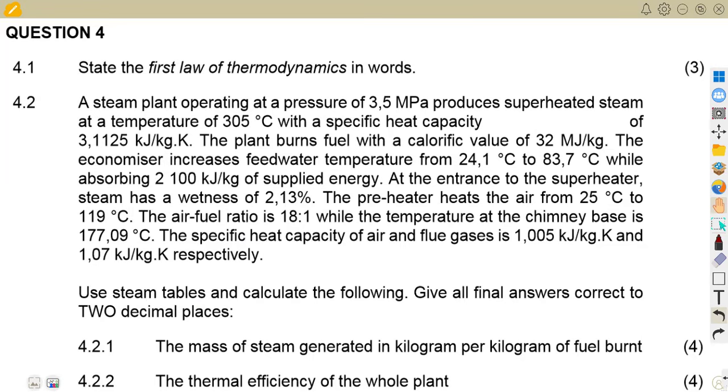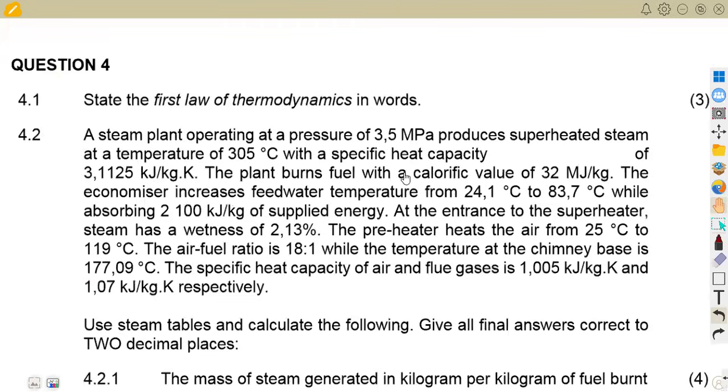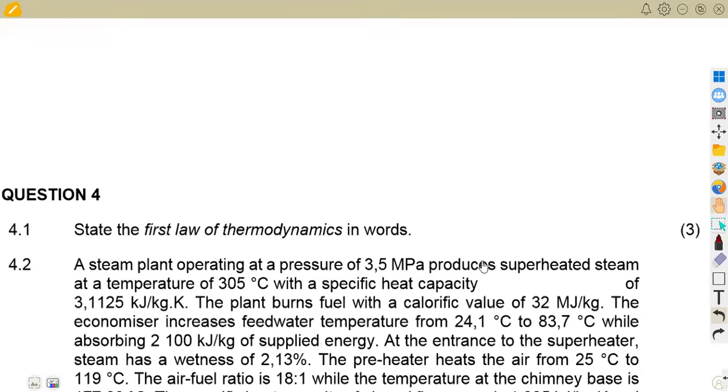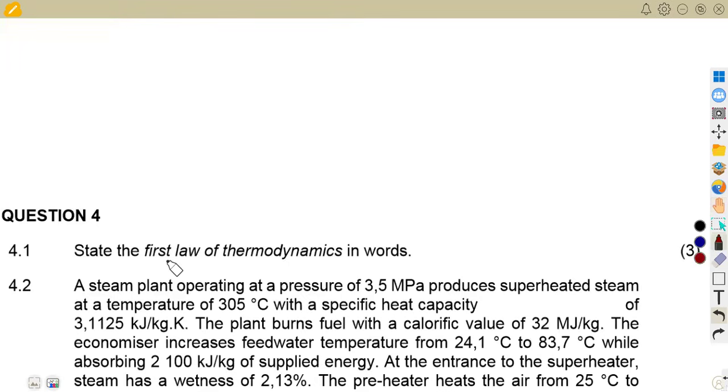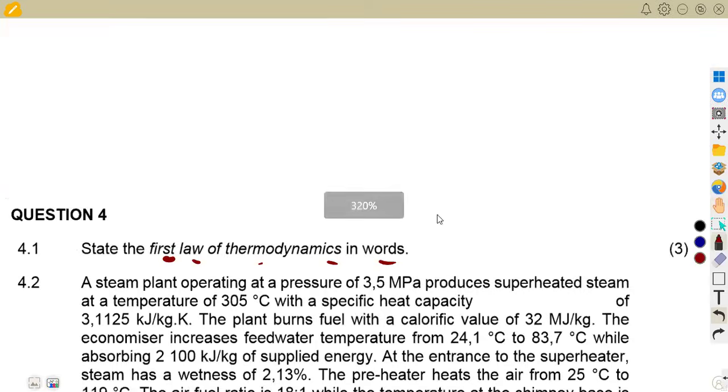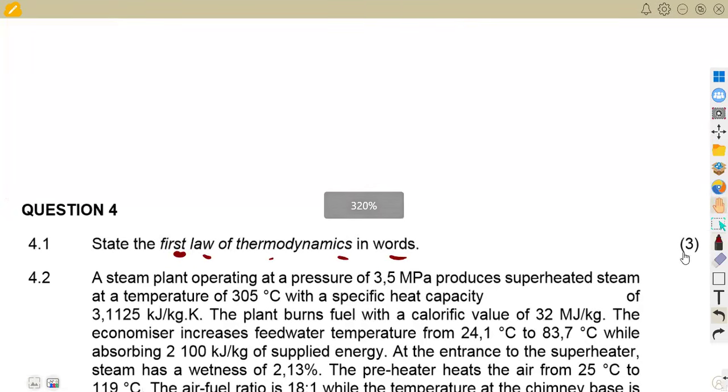All right, so we're not going to waste much time. This is the November 2022 exam, question 4.1, where we are asked to state the first law of thermodynamics in words, and that is 3 marks. There are 3 laws, but they need us to give the first. The first law states that in a thermodynamic cycle, the sum of the net heat supplied into the system and the network input is 0.